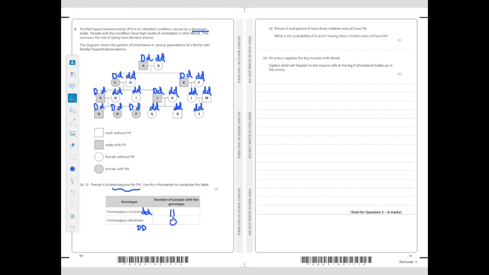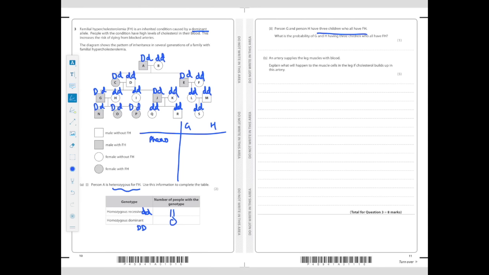Person G and H have 3 children, all of whom have FH. What is the probability of G and H having 3 children who all have FH? This is a crazy amount of work for 1 mark, because the only way I can see of doing this is to draw a Punnett square. So we're going to do a Punnett square for G and H using my layout I already described.